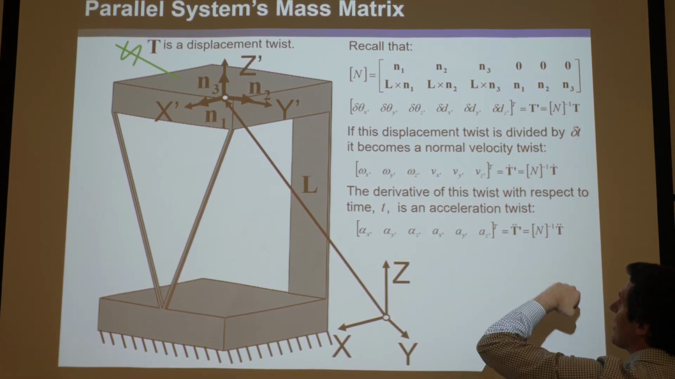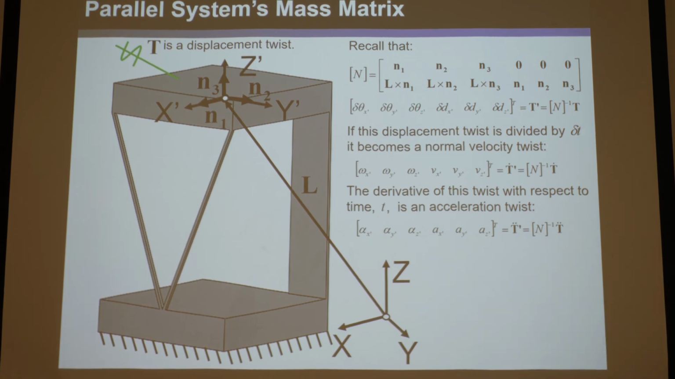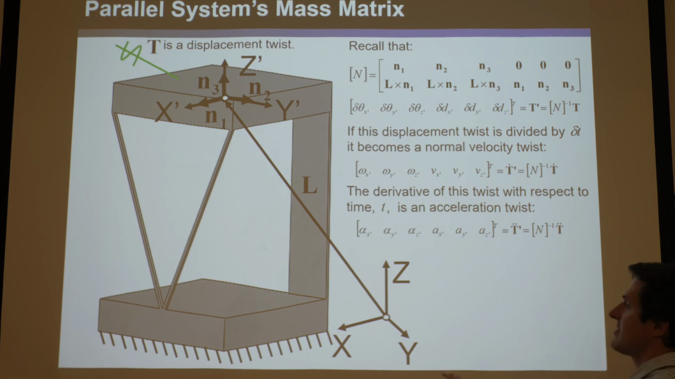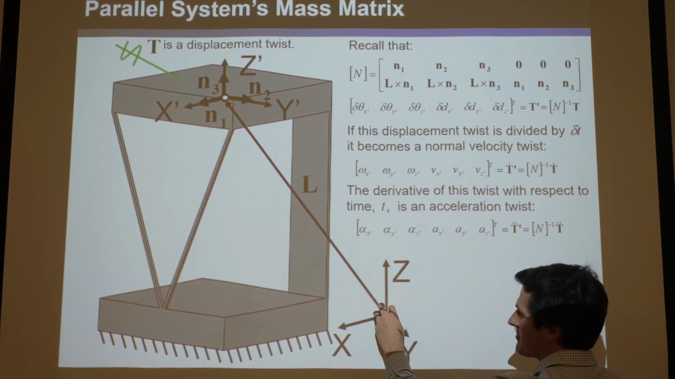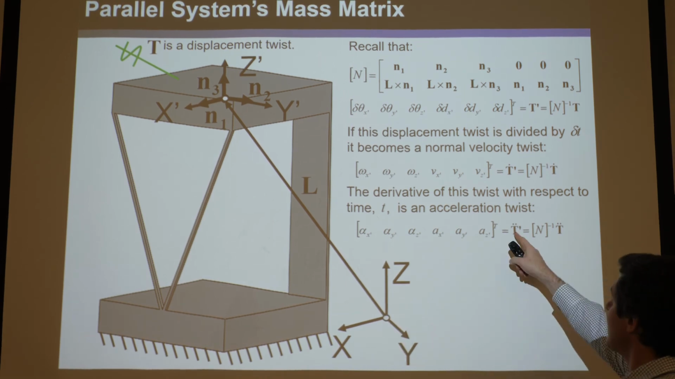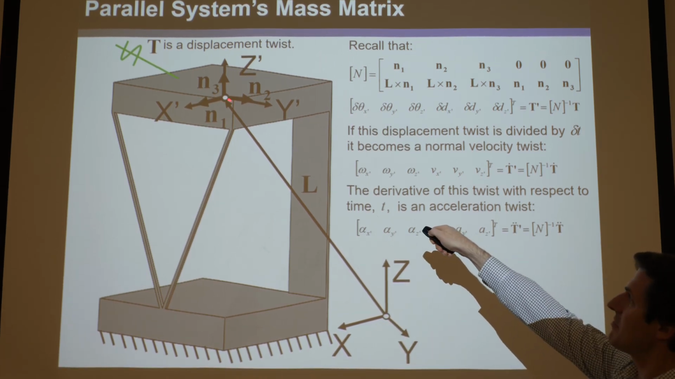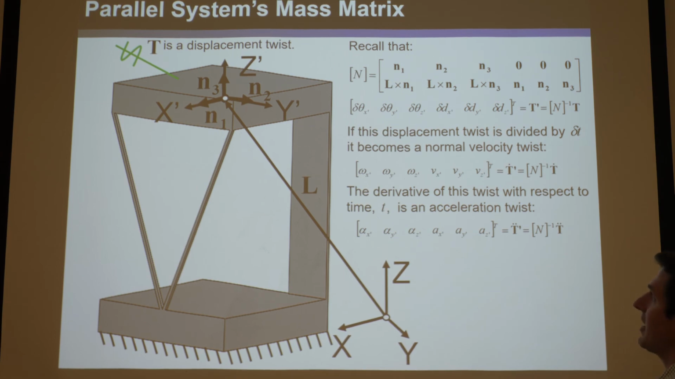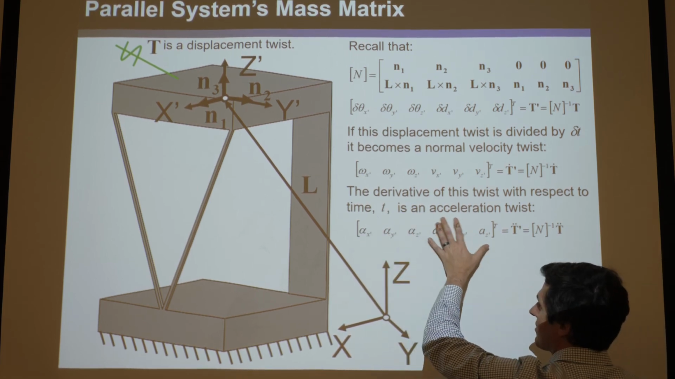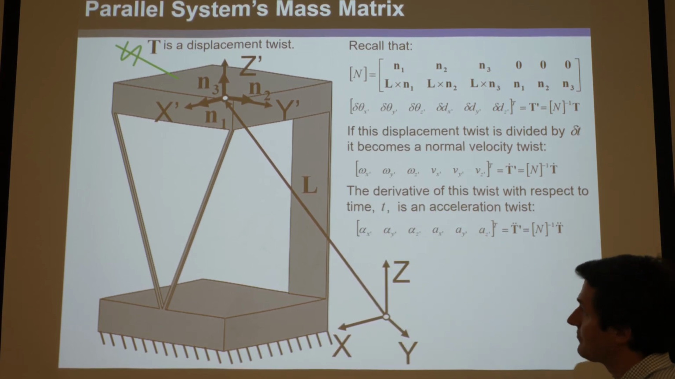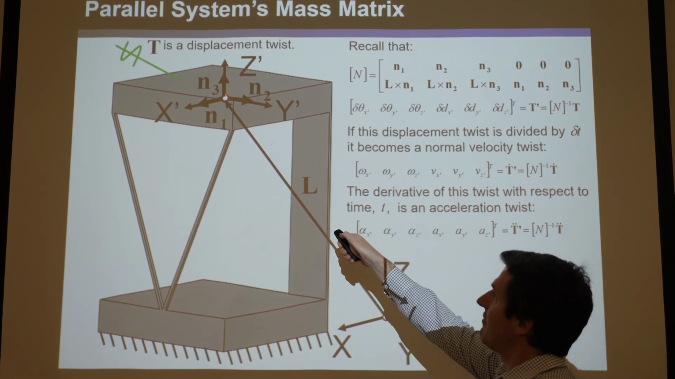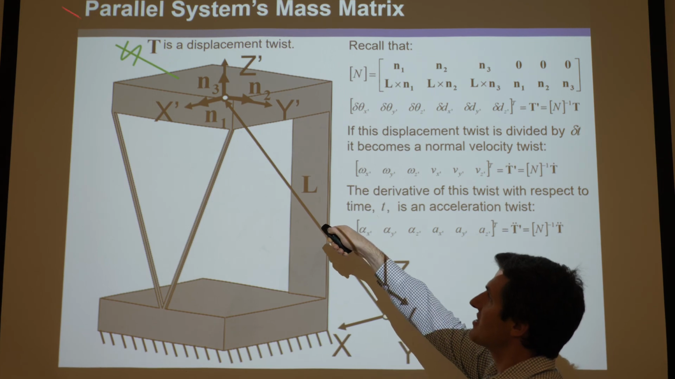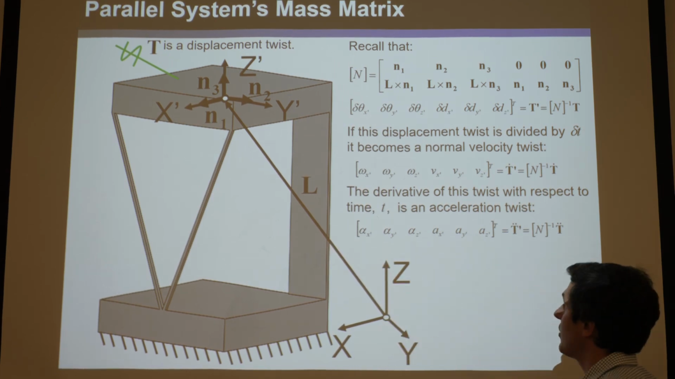t double dot prime equals n inverse times t double dot, okay? Where t double dot is the 3 rotations and displacements at this point, and t double dot prime is the 3 rotations and displacements of that thing in the local frame. But again, they're the accelerations. So 3 angular accelerations and 3 linear accelerations of that point on the stage as it twists with a certain acceleration twist, okay?